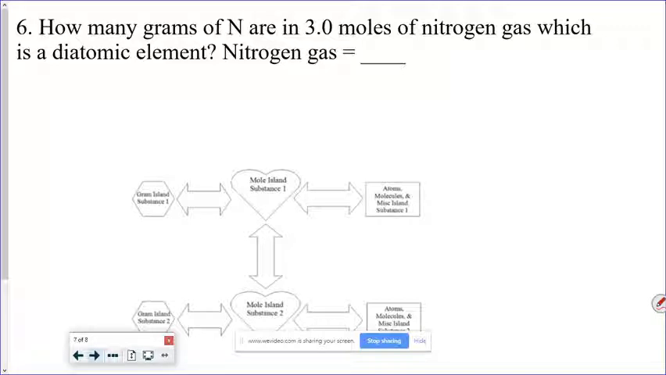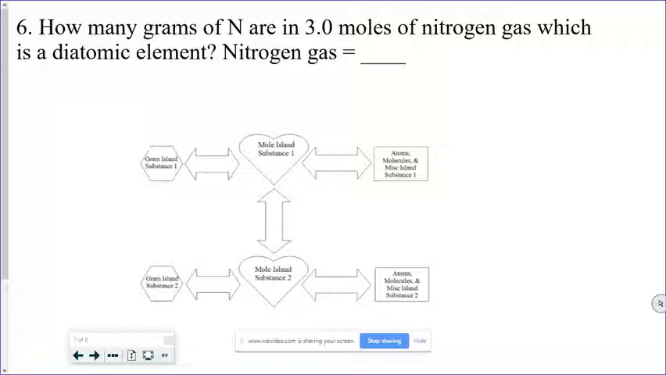All right, in class, we would tell everyone to go ahead and try this problem a little bit and see how it goes. I would encourage you to do the exact same thing. All right, the question is, how many grams of N nitrogen are in 3 moles of nitrogen gas, which is a diatomic element? So nitrogen gas, 78% of the air that we breathe is N2. So we're going to start off with 3.0 moles of N2.